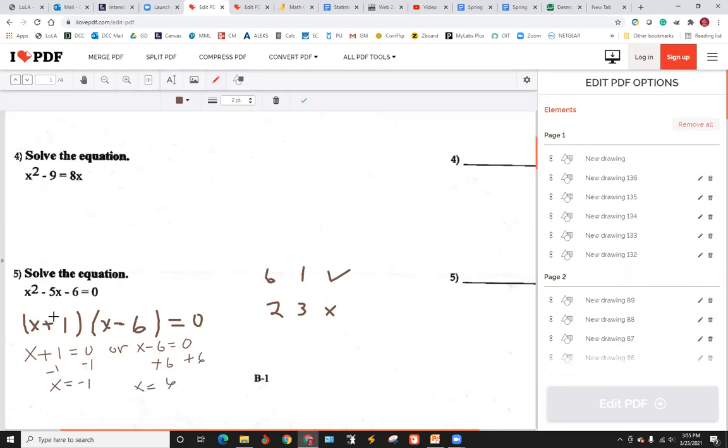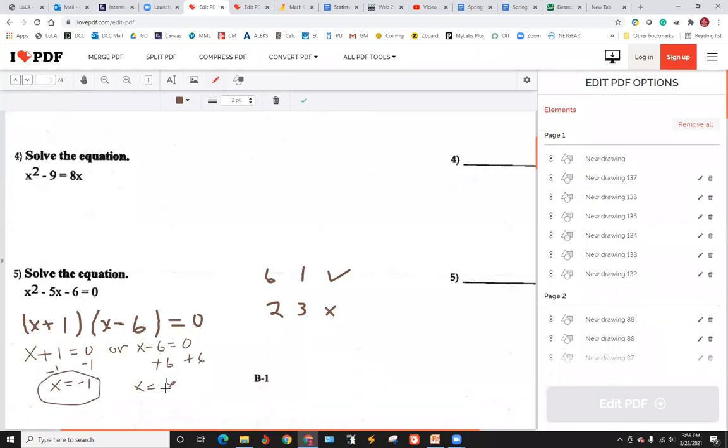And we can kind of just spot check. Let's see, negative 1 squared is 1. So positive 1, negative 1 times negative 5 is 5. 5 plus 1 is 6. 6 minus 6 is 0. So we got a solution there.